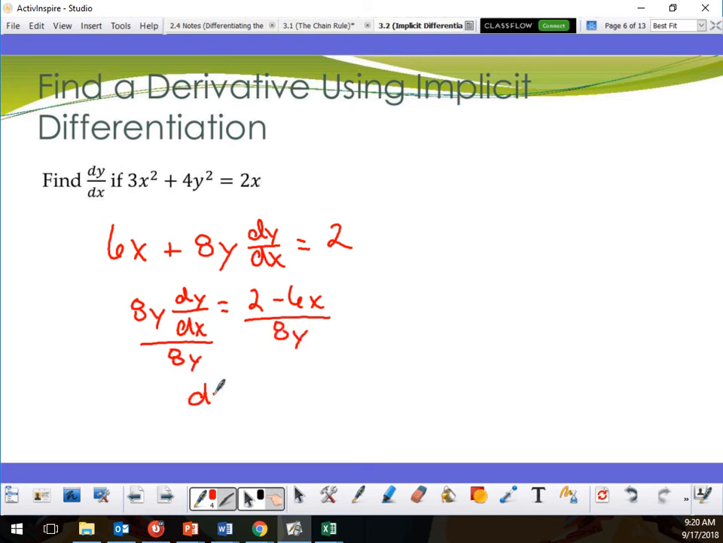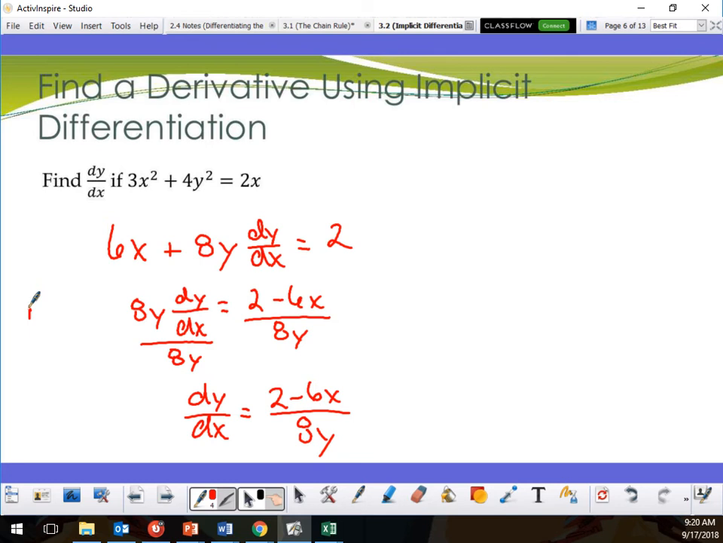So my dy/dx is equal to 2 minus 6x over 8y. You got it. And there we go. It's not bad, right? The only thing different about this is every time I do a variable that is not x, I add dy/dx.